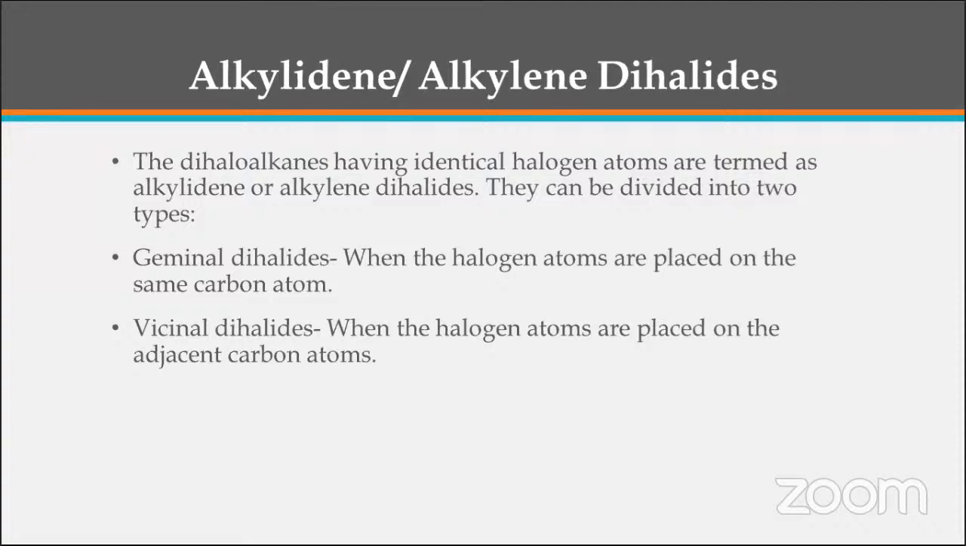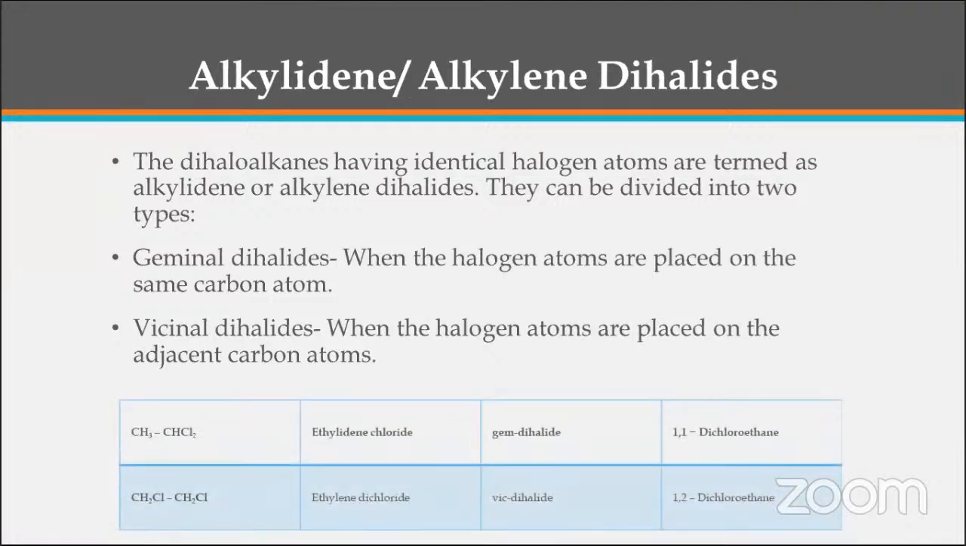They are placed on the same carbon. What is a vicinal dihalide? When the halogen atoms are present on adjacent carbon atoms. Let us take some examples. The first one, CH3CHCl2. The common name we can call it ethylidene chloride, and it is an example for gem dihalide.